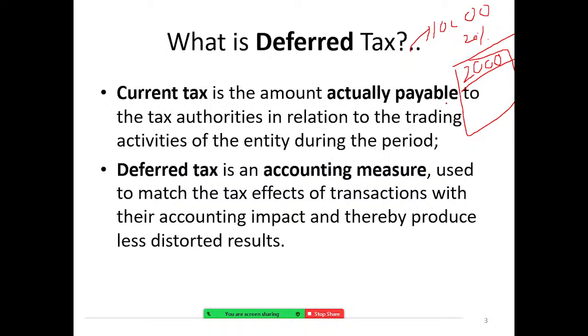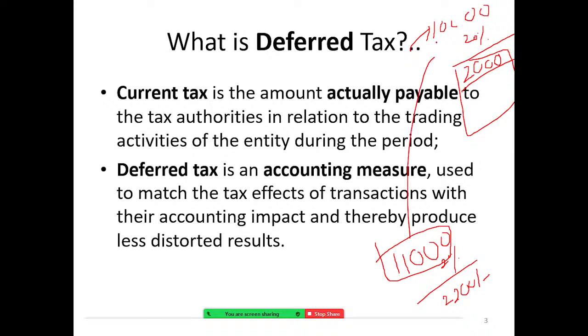But when they calculate the profit based on their tax provisions, the profit is 11,000. Tax rate is 20%. So this time how much? 2,200 is tax payable. So why do these differences arise between this 10,000 and 11,000?